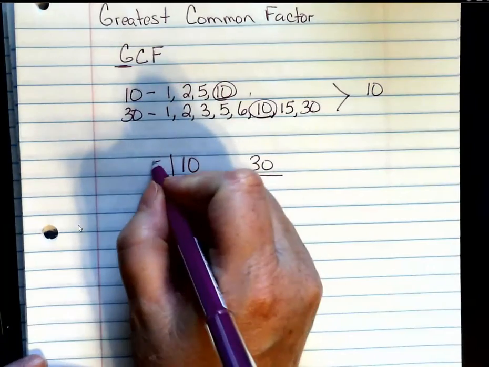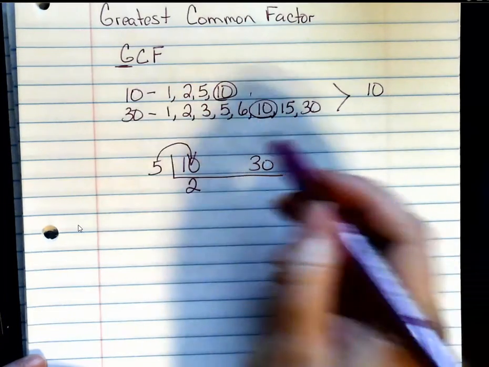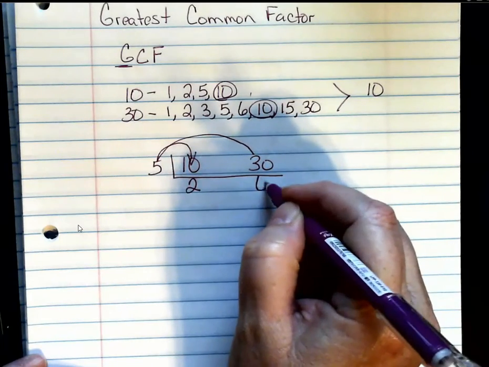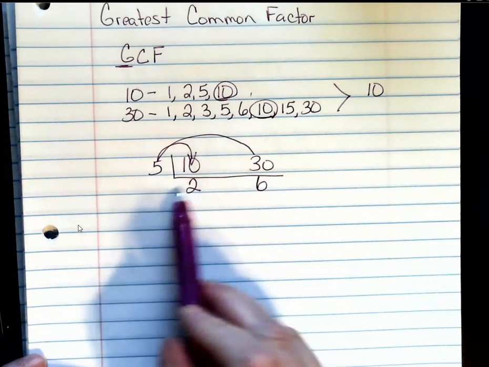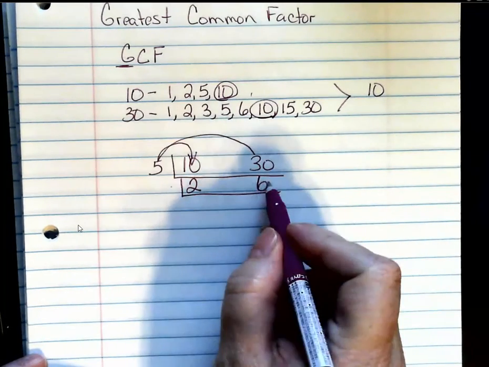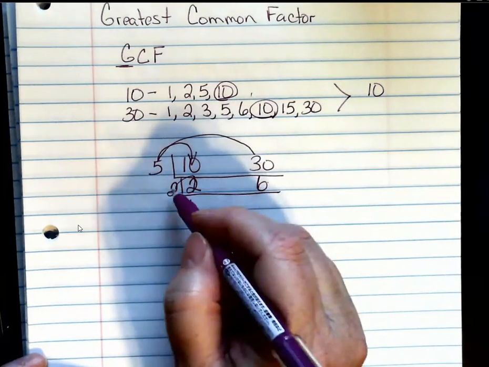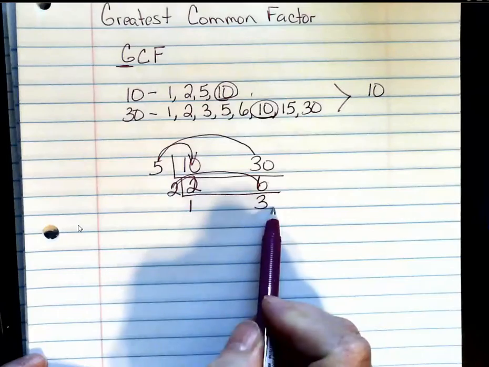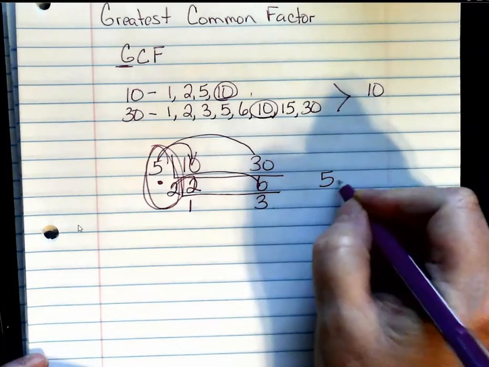All right, 5. How many times will 5 go into 10? I'm going to bring the number down, and then I'm going to go 5 into 30. How many times will 5 go into 30? 6 times. Now, if you can do it again, do it again. For example, I have 2 and I have a 6. What's the number that will go into both 2 and 6? 2. 2 will go into 2 one time. 2 goes into 6 3 times. I can't go again. Over here, if you multiply those together, you get your GCF.